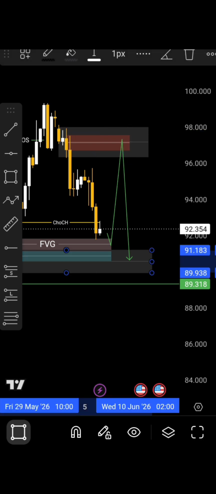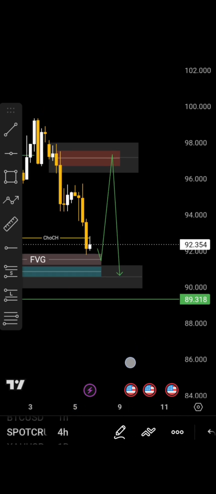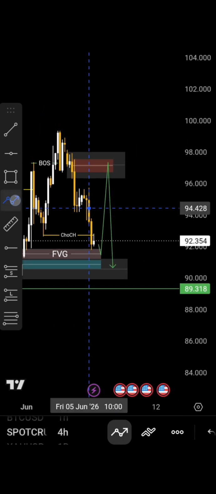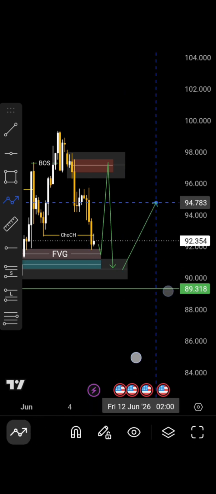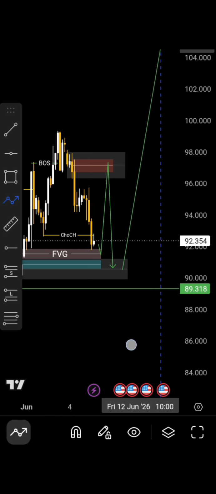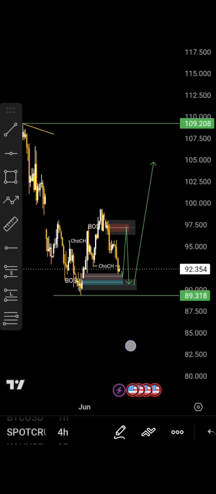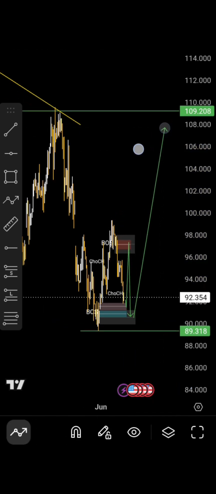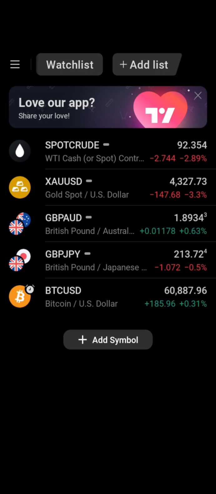And if here we get another change of character, then that will be a very long buy that will go up from here all the way to the top, right? All the way to somewhere here, right? Sorry about that.